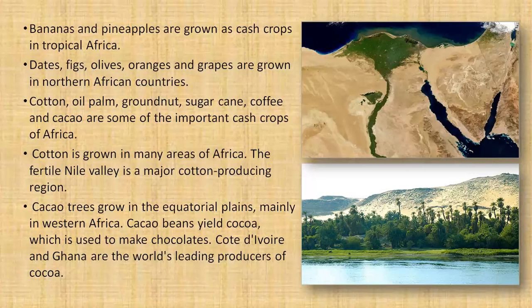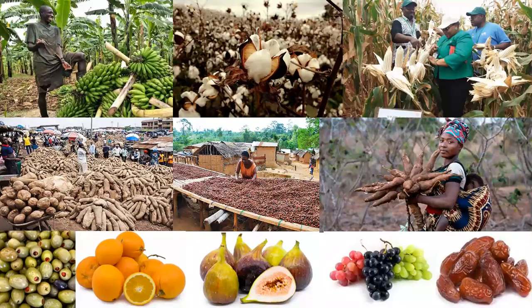The cocoa production, cotton production, then dry fruits like dates, fig, olive, orange, grapes, citrus fruits, then banana, apple. These are the cash crops. Now we are going to look at the picture. In this picture, you can see cash crops like banana, then maize, and in the maize you can see cotton.